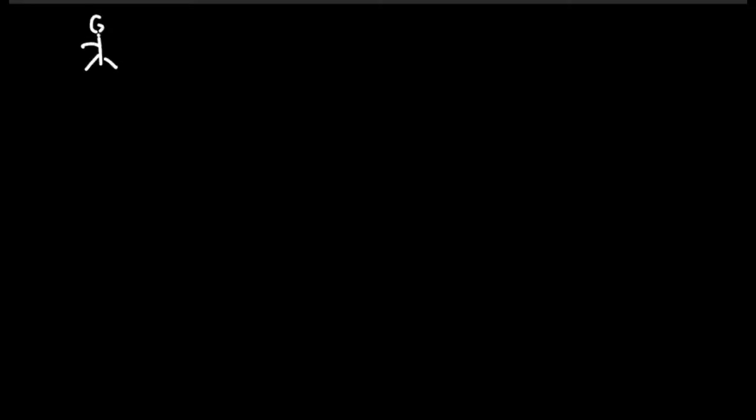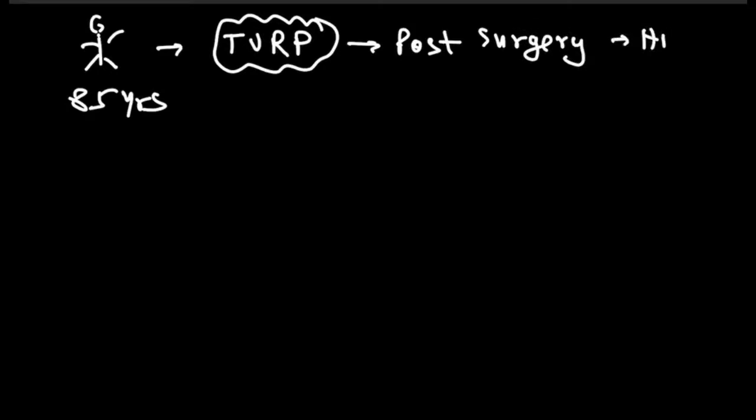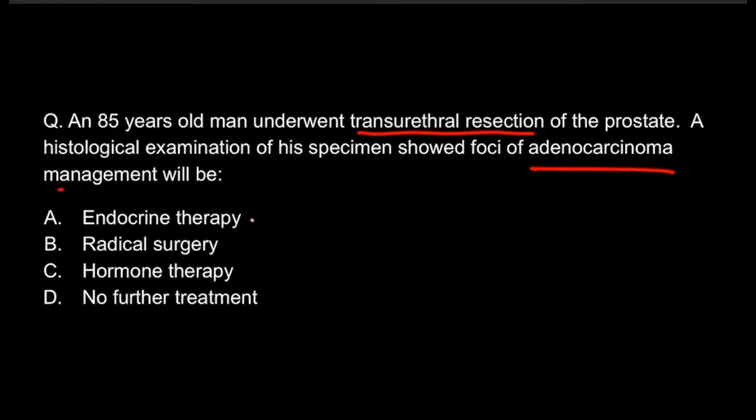There is an 85-year-old man who went in for a TURP. He was unaware of anything; he just had some signs and symptoms of BPH. So you did a TURP in this patient, and post surgery, on histopathological examination, you found that the patient is suffering from carcinoma prostate. What will be the management? Will you go in for endocrine therapy, radical surgery, hormonal therapy, or no further treatment?